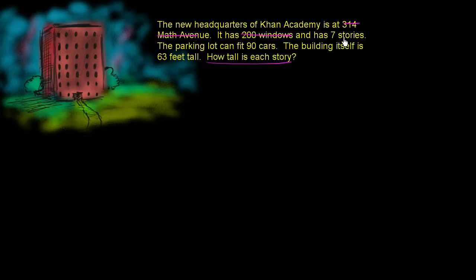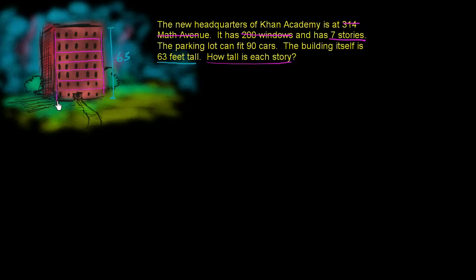Now, the number of stories seems interesting, especially because they tell us the total height of the building. For example, they tell us that the building is 63 feet tall. So this height right over here, the building's height, is 63 feet tall. And they tell us that it has 7 stories. 1, 2, 3, 4, 5, 6, and 7. So it has 7 stories.